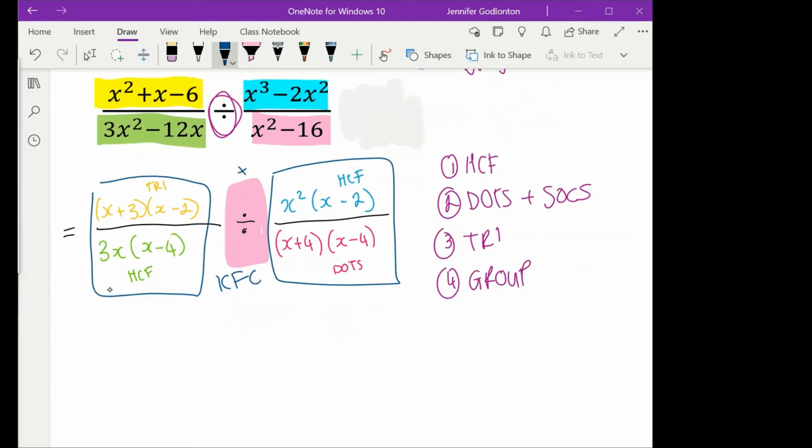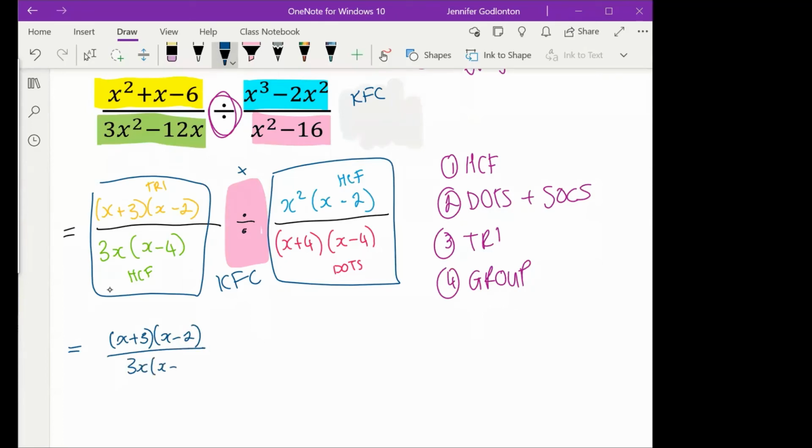Now some people prefer to do this in the first step. They like to do KFC right in the beginning, and that's absolutely fine. I like to factorize everything first because that's just how my brain works. I like to do it step by step, but if your brain prefers to do the division first, that's also totally fine.